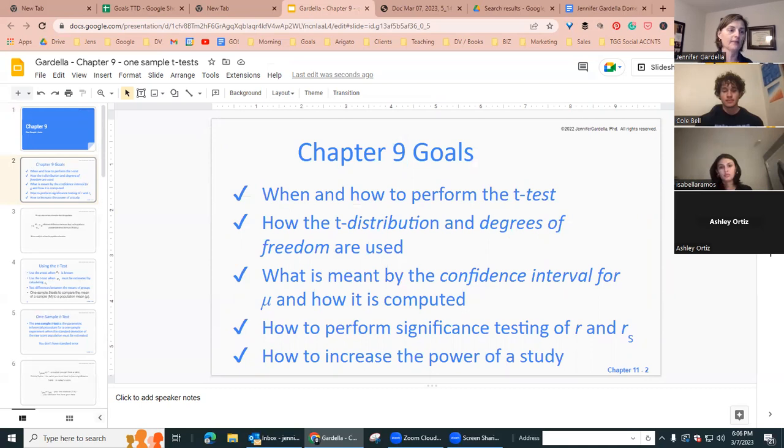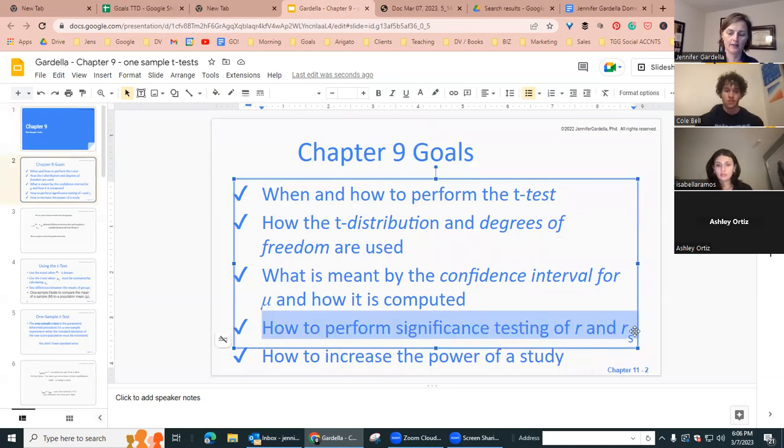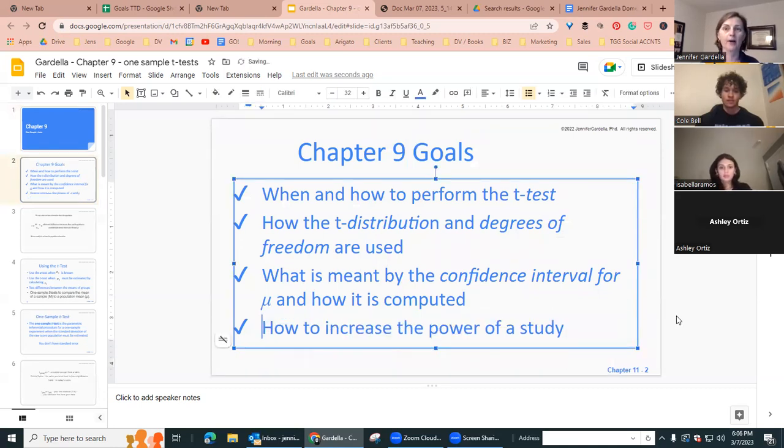confidence interval for the population mean and how is it computed, how to perform, oh, we're not going to do this. I moved this morning. And how to increase power in a study.